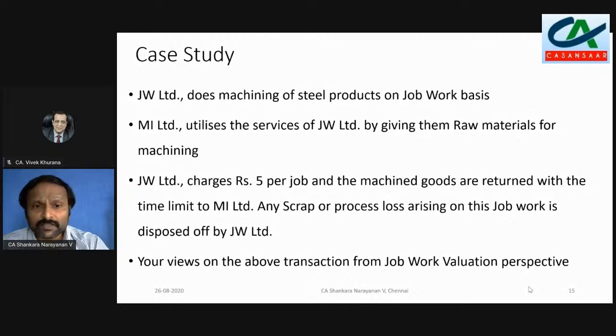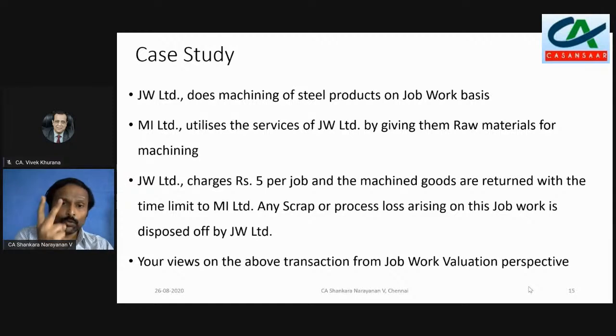What kind of problem is there in this job work? The job work service is not only 5 rupee consideration. That is, for the job work activity, the consideration is not just 5 rupees. The consideration is 5 rupees plus the sale value of scrap. Why do I say that? Because the principal is not raising an invoice for disposing of the scrap. The scrap is being disposed of by the job worker.